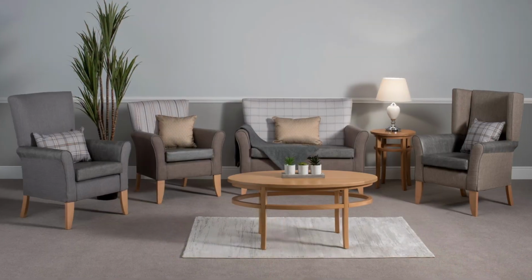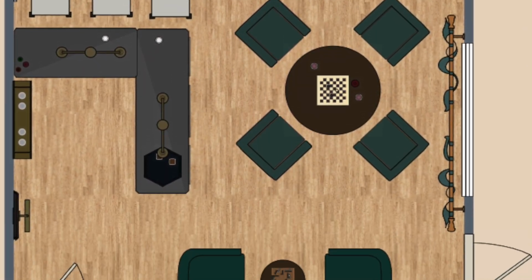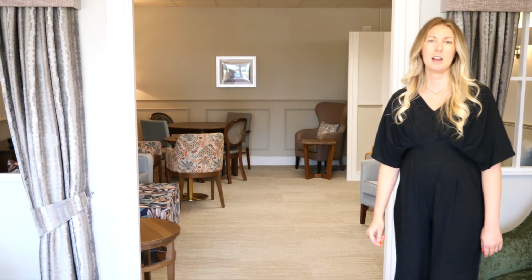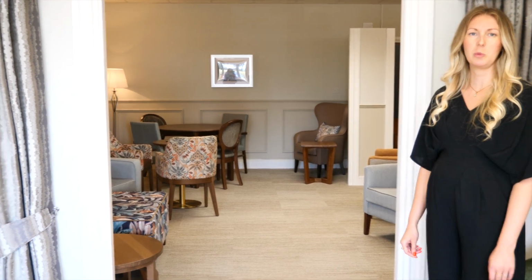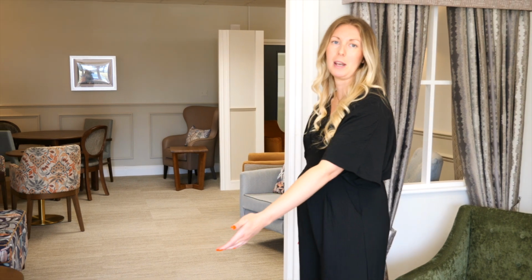In lounges and communal areas, avoid placing chairs just around the perimeter of the room. Instead, try to create clusters of chairs or breakout zones. By doing this, it really does encourage positive social interaction between residents. It's also important that these areas allow easy access for those using wheelchairs or mobility aids. Pathways should be unobstructed to allow for this.